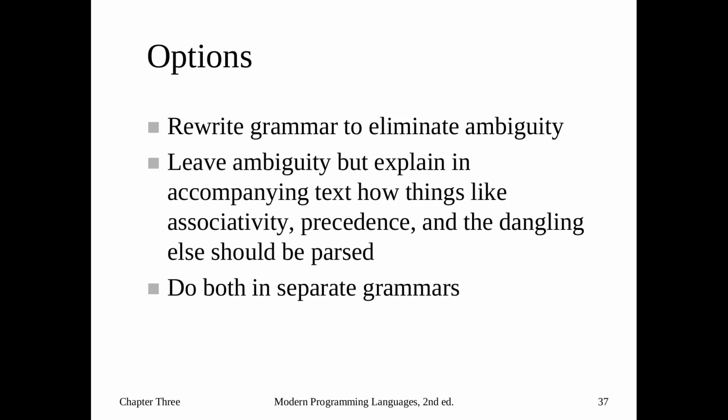So we have a couple options. We can either rewrite the grammar and eliminate the ambiguity, or we can leave in the ambiguity but explain in other text attached to it how things like associativity, precedence, and dangling else should be handled. Or you can do both, but in two separate grammars, one for the tools to use and one for the people to read.